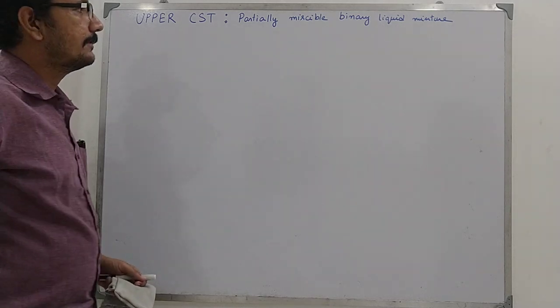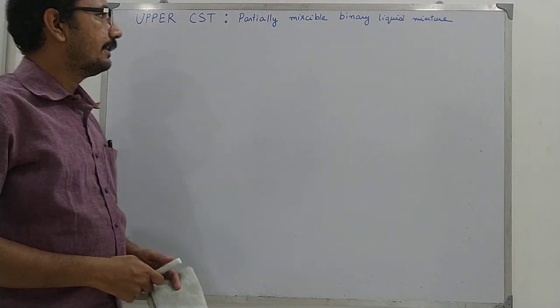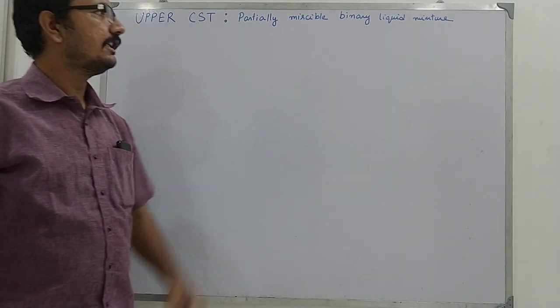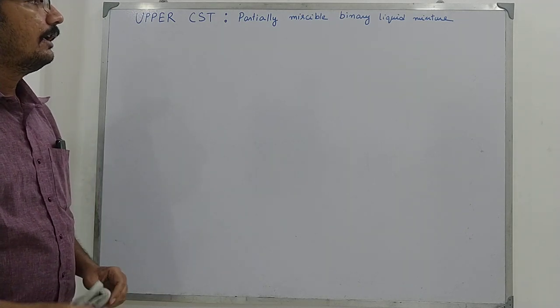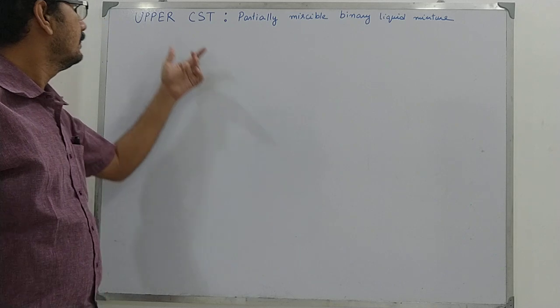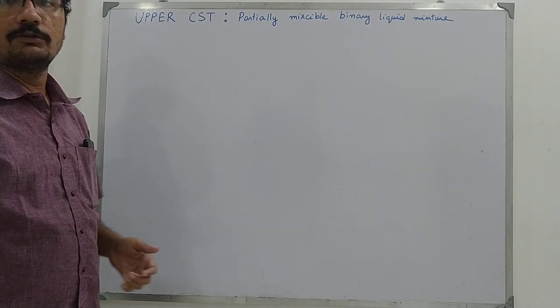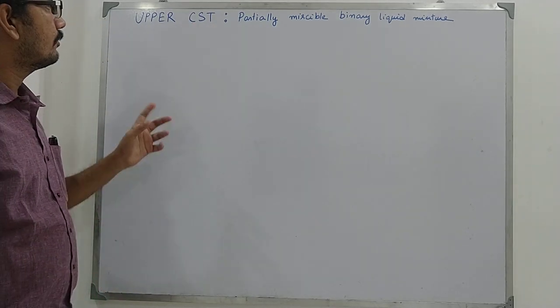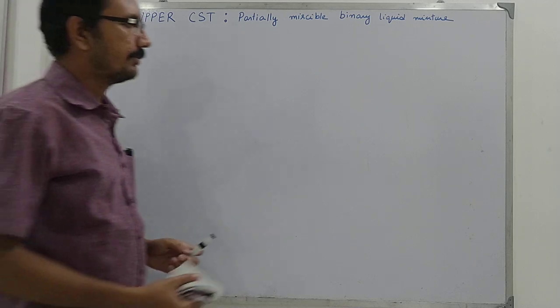Today we will discuss partially miscible binary liquid mixtures, and we will have an idea about the upper critical solution temperature, which is also known as the upper consolute temperature.